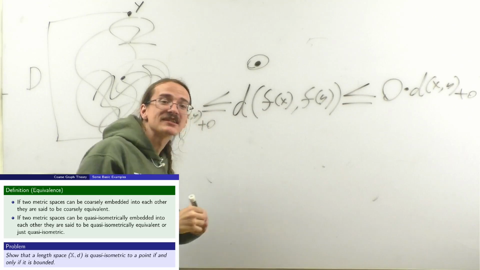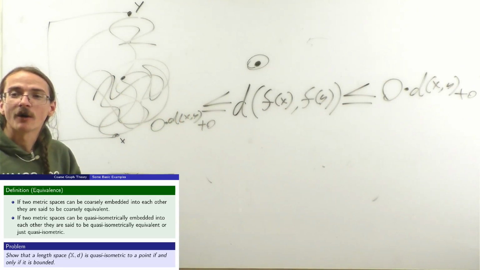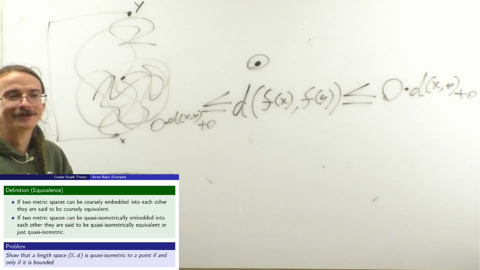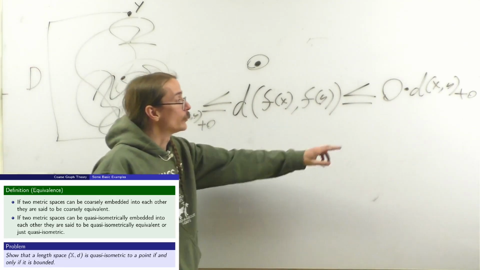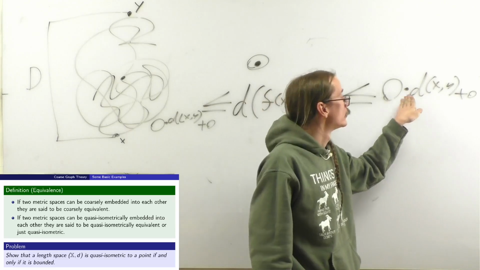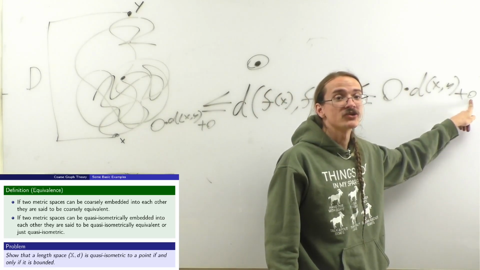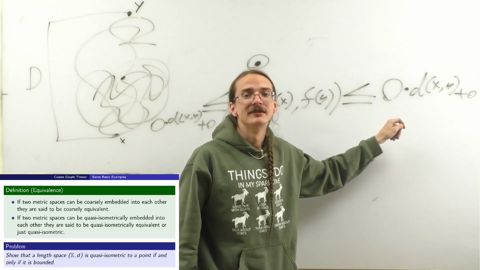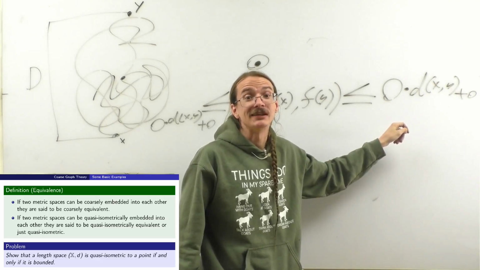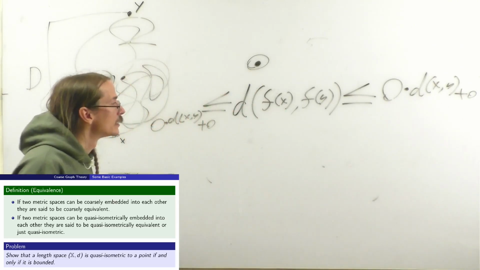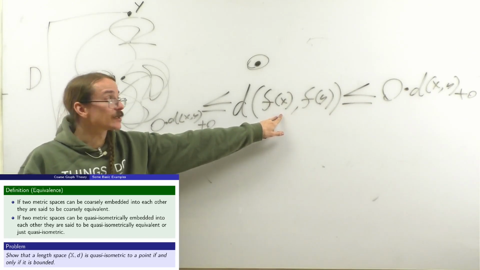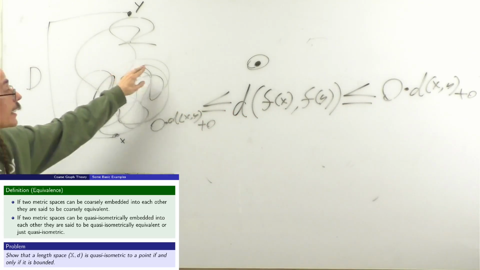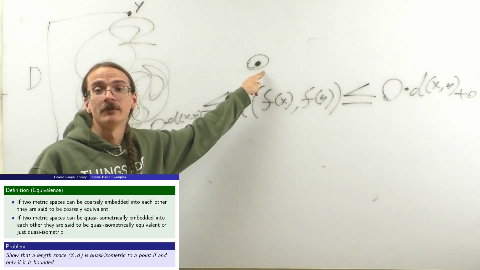Why did I add the plus zeros? It's not because I'm an analyst. Okay, exactly. It's because it's linear. Here I have a multiplicative factor, a slope. Here I've got my additive factor, an intercept. That's a line. It's a really boring line, but it's a line. So we have put linear bounds on the distortion of the metric. This point and this point are quasi-isometric.